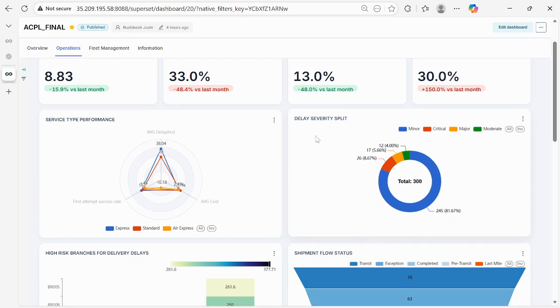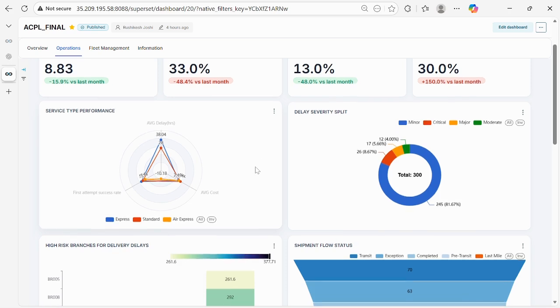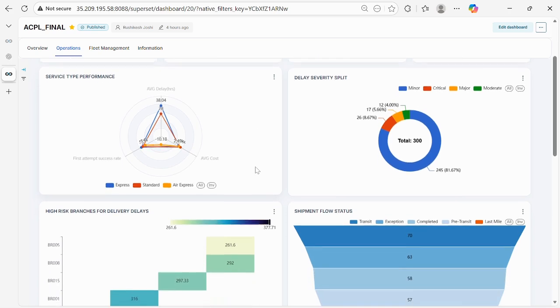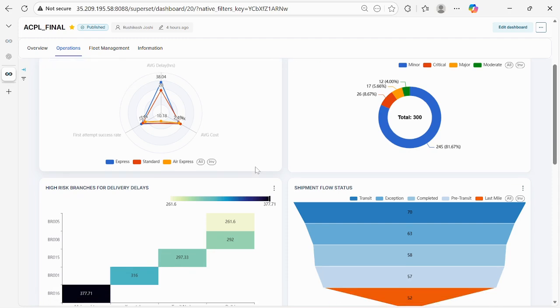Next comes the charts. Service type performance is a radar chart which compares delivery performance across standard, express, and air express type of service. It helps us see which service types are performing well and which need improvement. The delay severity split is a donut chart which shows the delay split into minor, major, critical, and moderate. It helps the team understand how serious the delays are, not just how many there are.